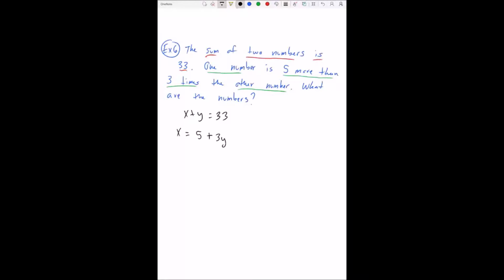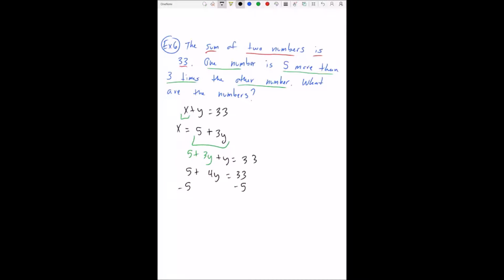And look at that. We already have x solved out for us. So we're going to plug in x to the first equation because that's the one we need to substitute it into. So we have x, which is 5 plus 3y, plus y equals 33. So we have 5 plus 4y equals 33. We're going to subtract 5 to both sides. So we get 4y equals 28. Divide by 4. We get y equals 7.